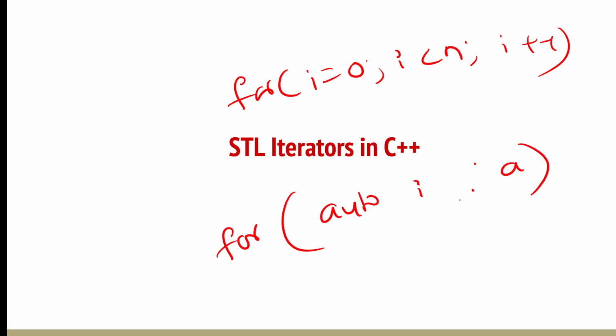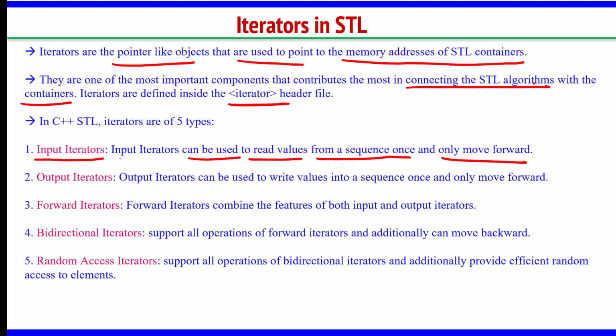When I say it is reading elements from this A, copying into I, doing some operation inside the for loop with this I, then it is moving forward in one direction only. Input iterators can be used to read values from a sequence, can be an array or a vector or a queue, once and only move forward. Output iterators can be used to write values into a sequence once and move forward.